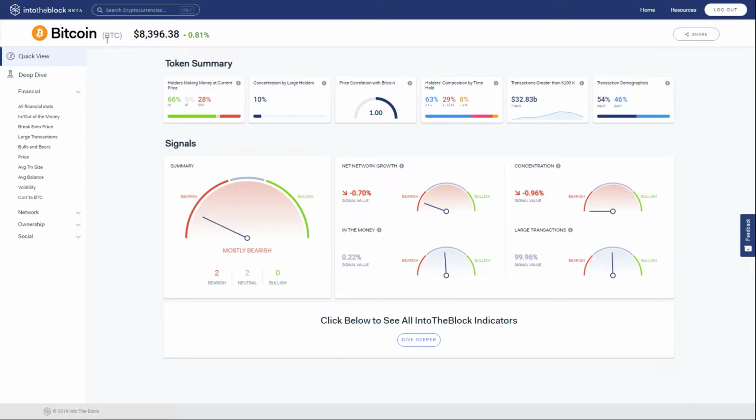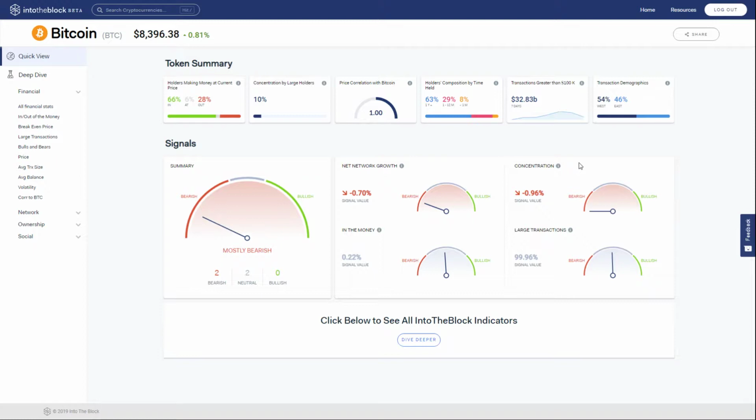Here I am on the Bitcoin token indicator page, and I'm in the quick view section of our indicators. In this section, you'll see five gauges, which represent what we at Intotheblock call actionable signals. The gauge on the left is a summary, which is a combination of these four unique indicators on the right. In this video, I'll cover our concentration signal.